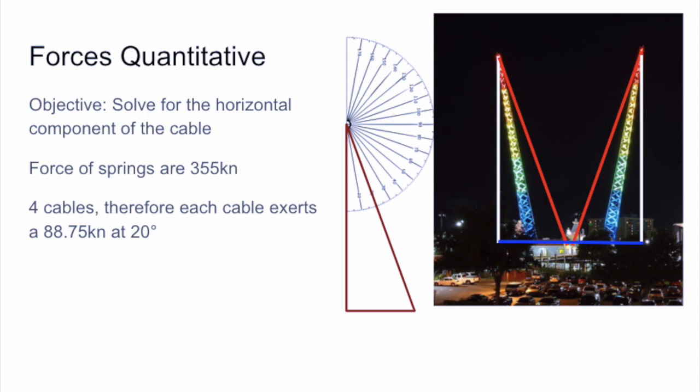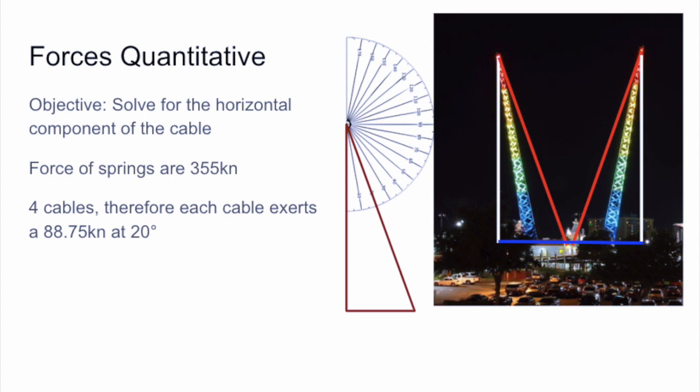So the reasoning behind our math is that if we can find the horizontal component of the cables, then it should be in equilibrium with the horizontal component of the towers, so that they don't sway drastically while the riders are on the ride. We're using the force of the cable to solve for the horizontal component because it's a number that we could find online. Online, we found that the total force of the springs is equal to 355 kilonewtons. Therefore, each side, the right and the left, exert 177.5 kilonewtons, which I'll go into greater detail in the next slide.